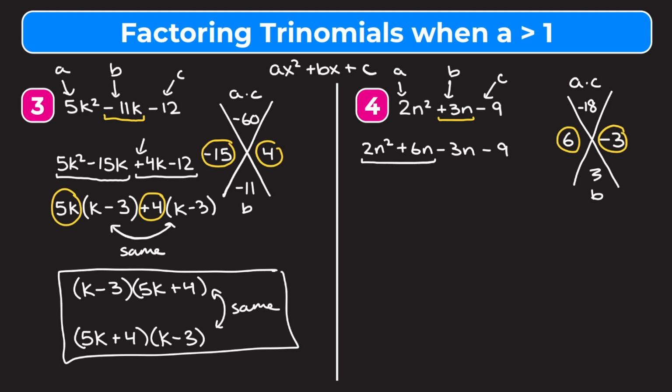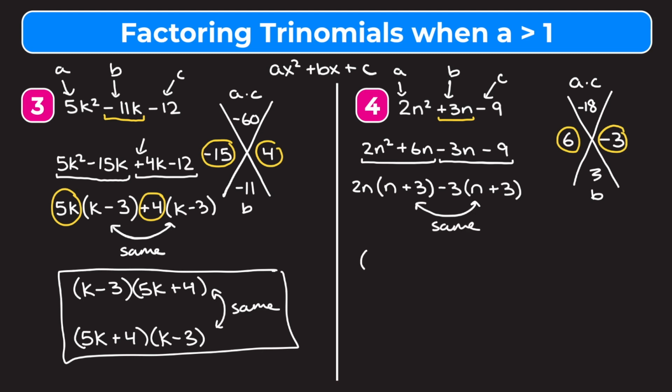So we can take a 2n out of 2n squared plus 6n, and if we do that, when we divide 2n squared by 2n, we're left with n, and when we divide a positive 6n by 2n, we're left with a positive 3. And now for negative 3n minus 9, we could take out a negative 3. Remember, take the sign of that leftmost term. If we divide negative 3n by negative 3, we're just left with a positive n. And if we divide negative 9 by negative 3, we are left with a positive 3. These are the same. So we are doing it correctly.